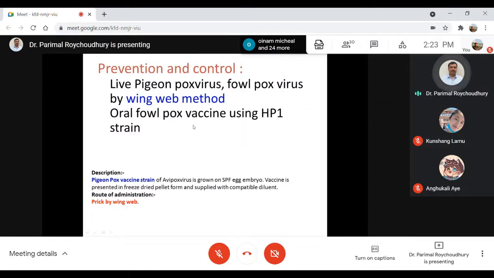Now, coming to prevention and control, we have effective vaccines to control these infections, and the vaccines are live pigeon pox virus or the cowpox live attenuated strain, which are used by the wing web method. This is a different type of inoculation which is preferred for vaccination. Usually the intramuscular inoculation doesn't give good results in case of pox. So the vaccination is practiced by injecting in the wing web method.